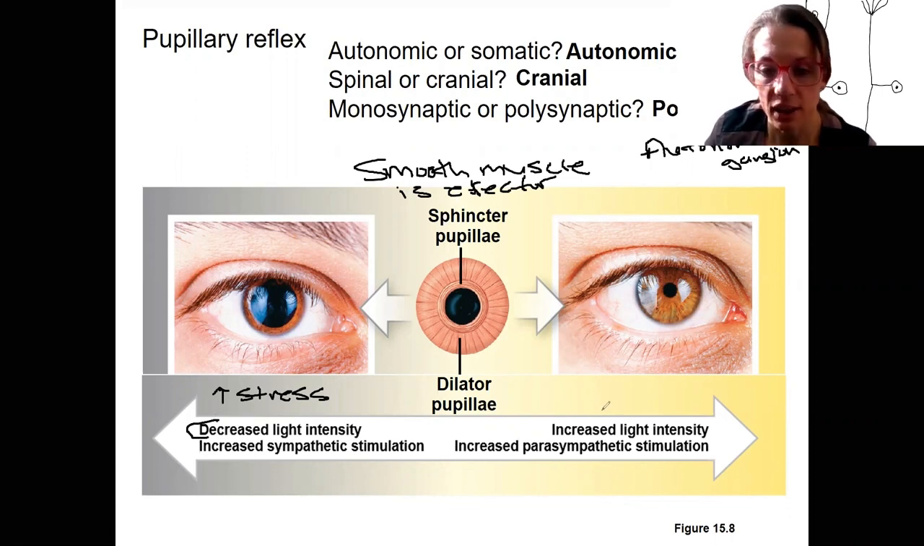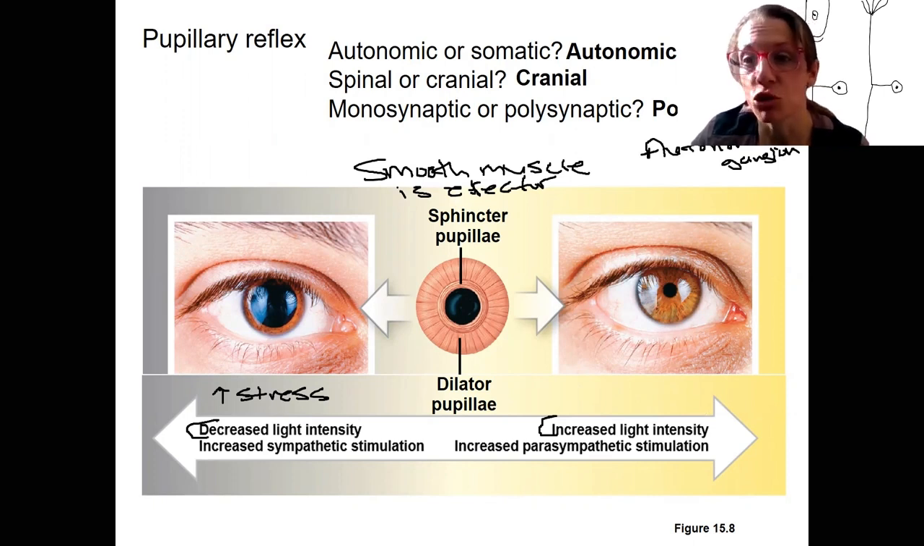With increased light intensity, parasympathetic stimulation occurs. The stimulus is increased light intensity. It could also be that you're sitting at your table chilling, eating food, but the main stimulus for this is going to be light intensity.